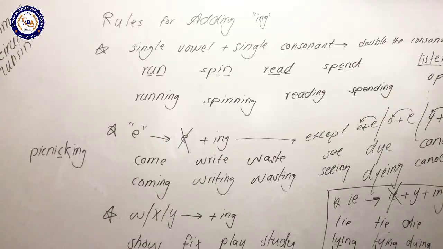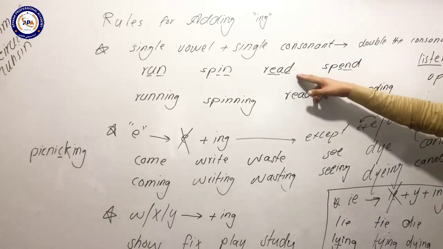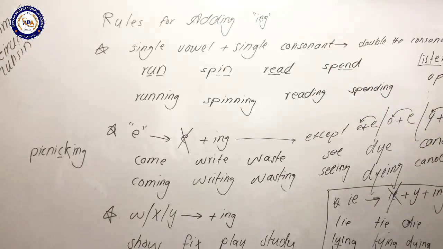The verb ends in IE, change IE into Y, then add ing. If a verb ends in vowel plus consonant, double the last consonant, add ing. Or if a verb ends in vowel plus consonant, directly add ing. Double vowel, single consonant, show. If a verb ends in W, X, Y, directly add ing. If a verb ends in double consonant, directly add ing.